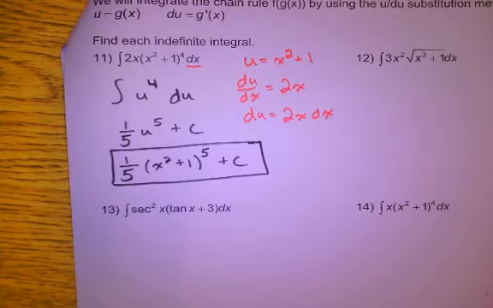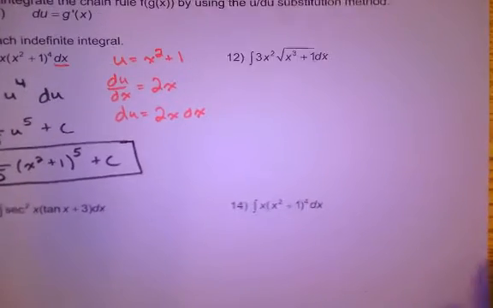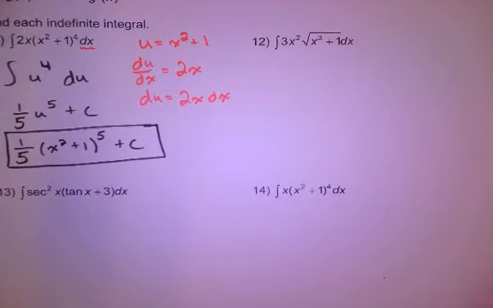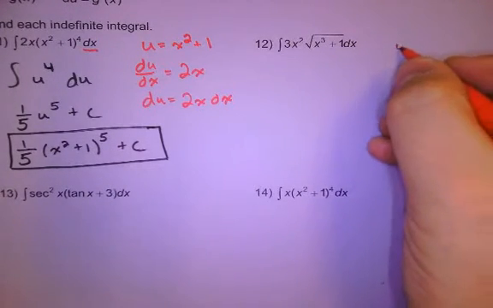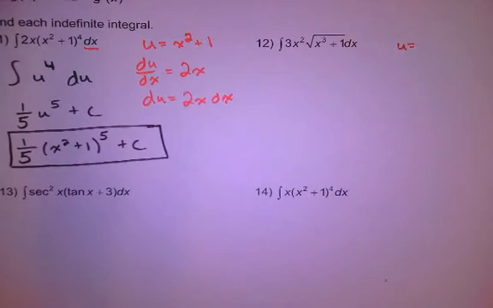Alright, and that's U-sub. That's like reverse chain rule. I'm going to walk you through this one as well. I'm going to walk you through the first couple. Okay, for number 12, we have to find a u that's going to work for us. Anybody have any ideas now that we've done the first one?